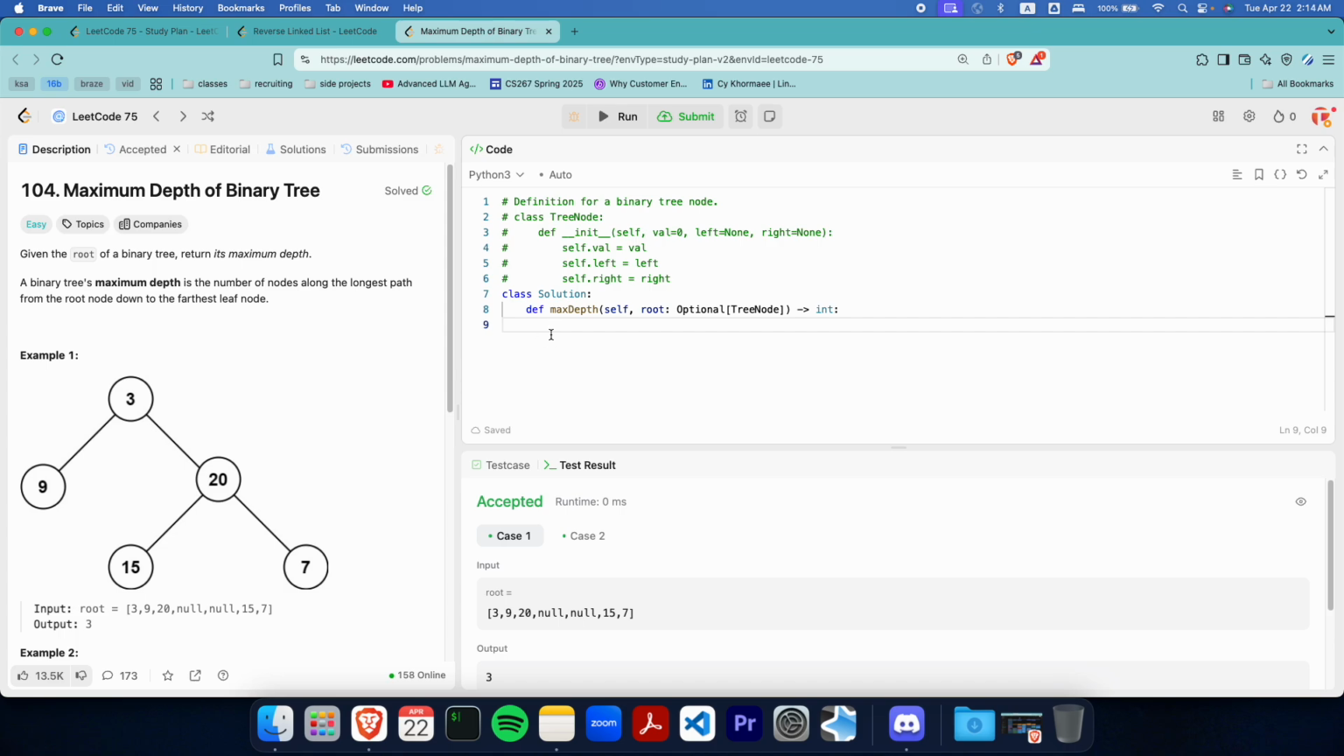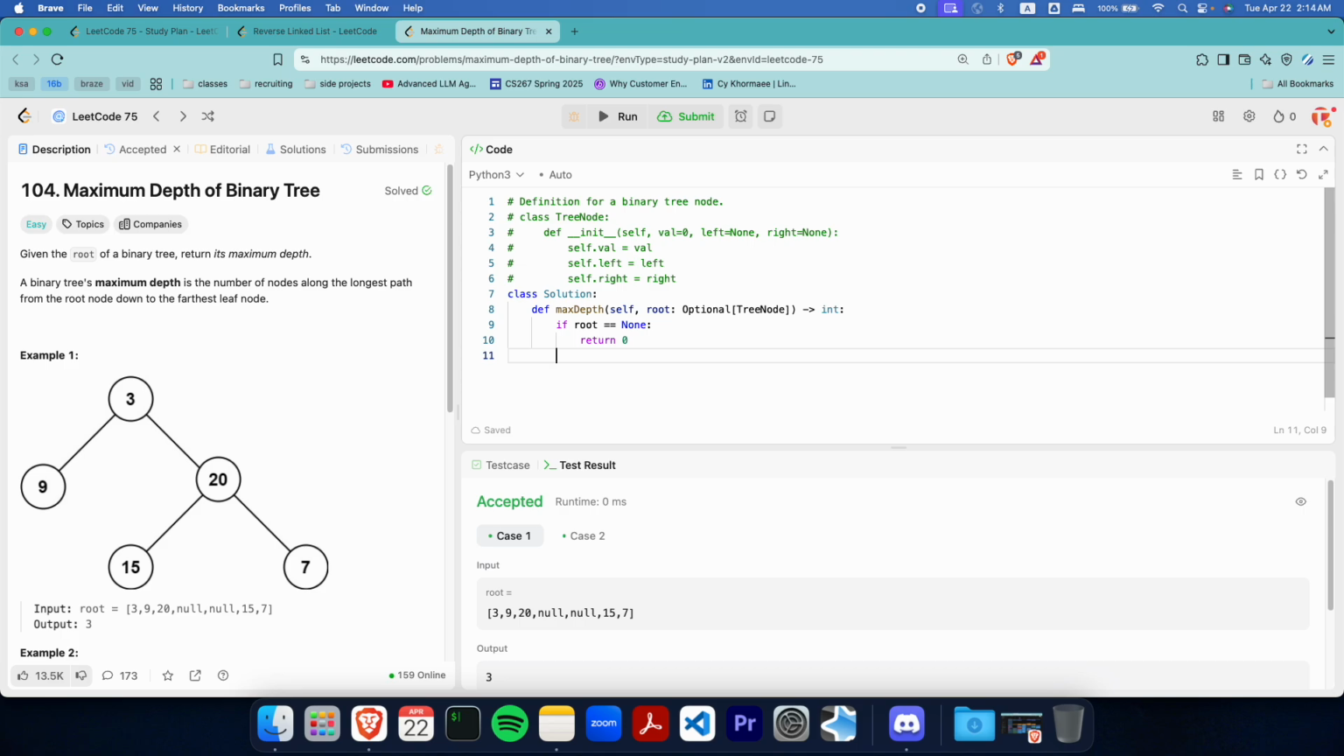So essentially, of course, we have to start with our base case whenever we're implementing a recursive approach. So that is, if the root is equal to None, then we can just return 0 since there is no depth if the root is equal to None. Otherwise, we can return 1 plus the maximum of when we apply the maximum depth function on the left node and the right node.